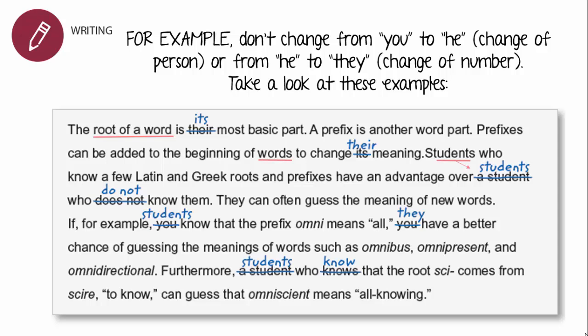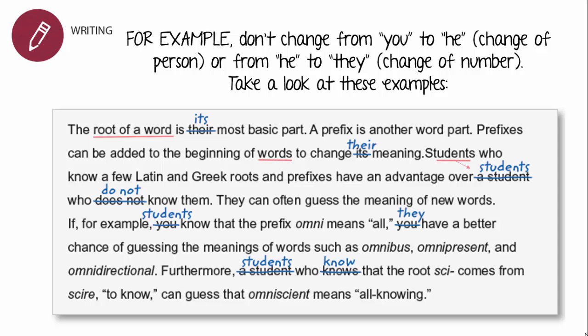Then it continues. They can often guess the meaning of new words. If, for example, you know that the prefix omni means all, and here the writer has changed you for students, because I'm not talking about the reader, that would be you, I'm talking about students. And again, in the second part of the same sentence, he has to change you for they, because he's talking about students, and the correct pronoun is they.